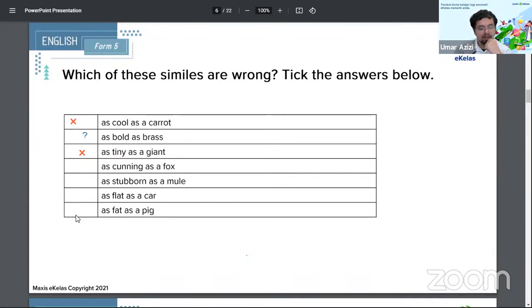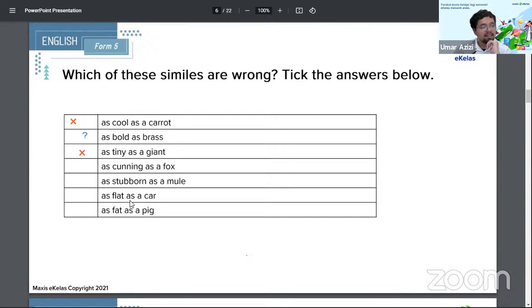What is a mule? Who can answer this? A mule is a donkey, right? Right. So number 5, as stubborn as a mule, right or wrong? Then I might say it is right. All right. Yes, a mule is a donkey.